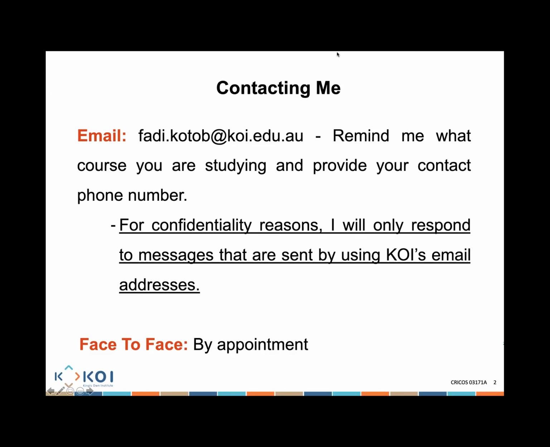We obviously need to conduct precautions in terms of our meeting, but if you need to meet face to face, we'll be very, very happy to meet you. All you need to do is make contact, and then we'll organize when we can meet once the KOI campus reopens. So it's very important to maintain those details so that you can make contact with me whenever you need any assistance.